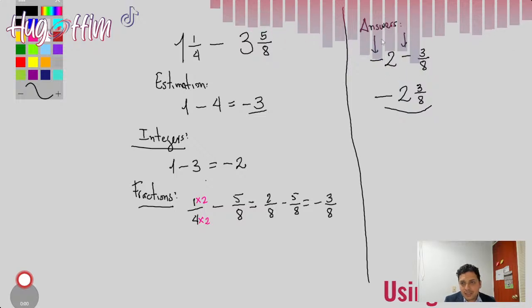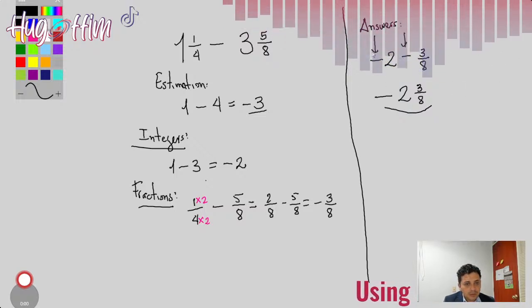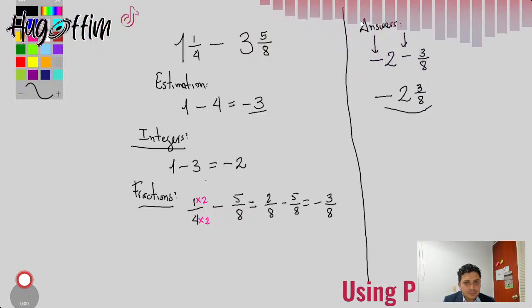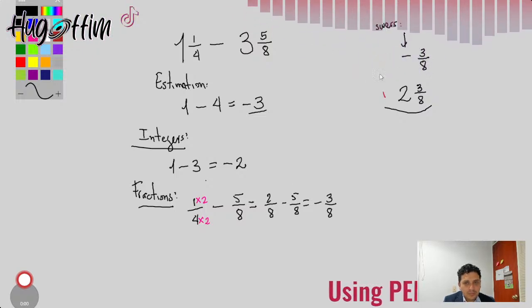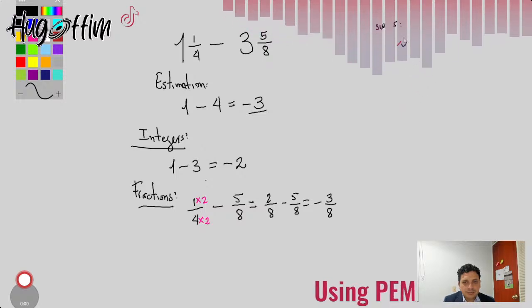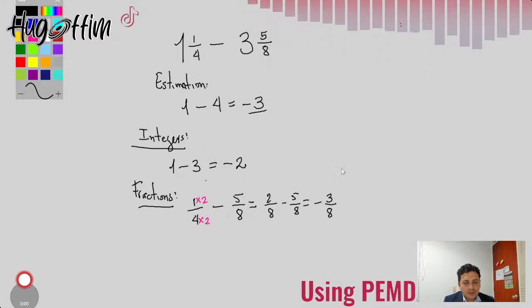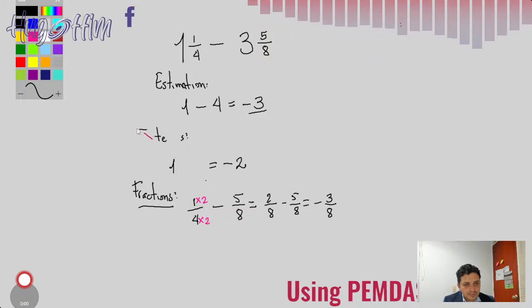Now I understand. You were asking me to do it in column form. I'm sorry. So I'm going to do it in column form here. Let's erase it and do it in column form.